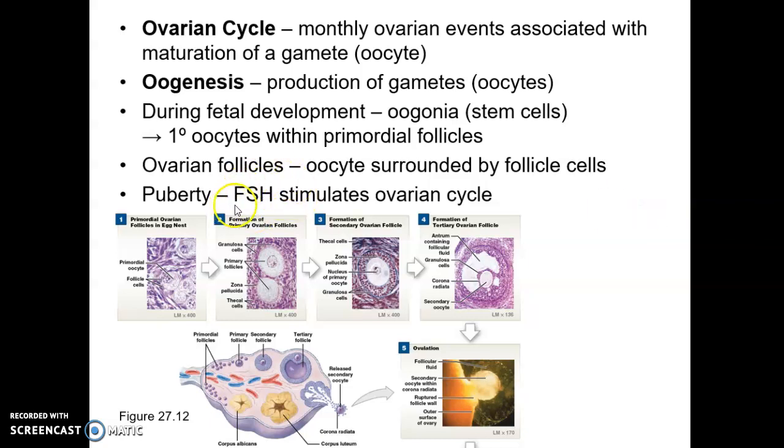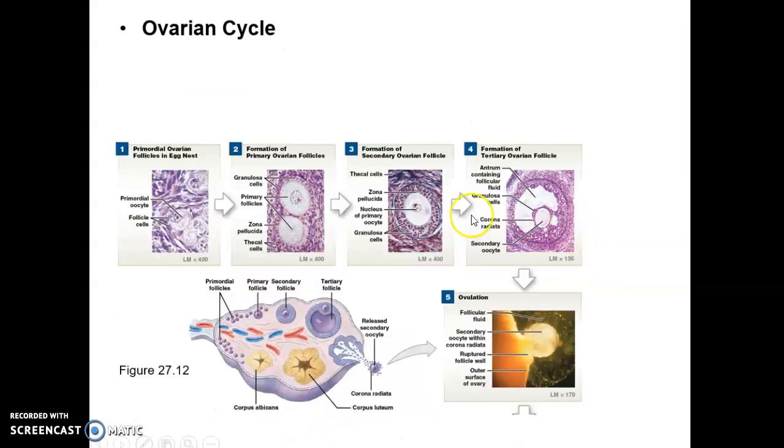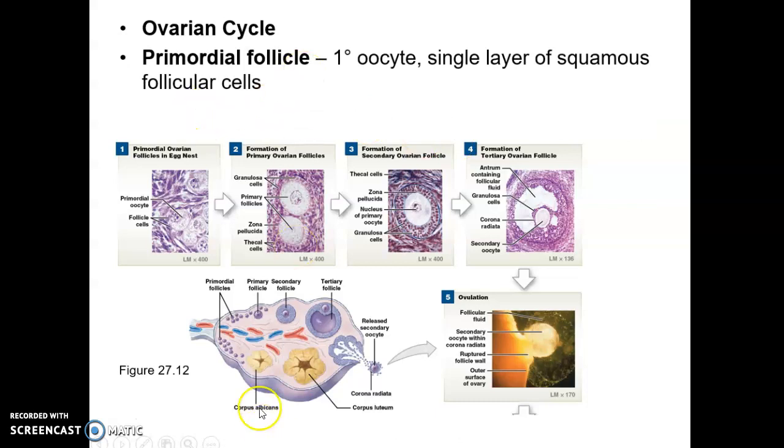So at puberty again, follicle stimulating hormone stimulates the ovarian cycle for completion, and that's when the primordial follicles will develop into primary follicles, secondary follicles, and etc. So the primordial follicle, again, has a primary oocyte, and it's surrounded by a single layer of squamous follicular cells, so they are fairly small.